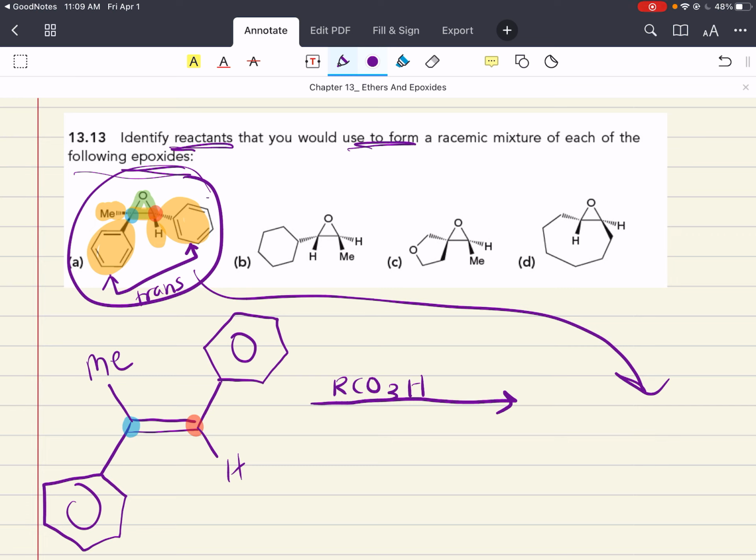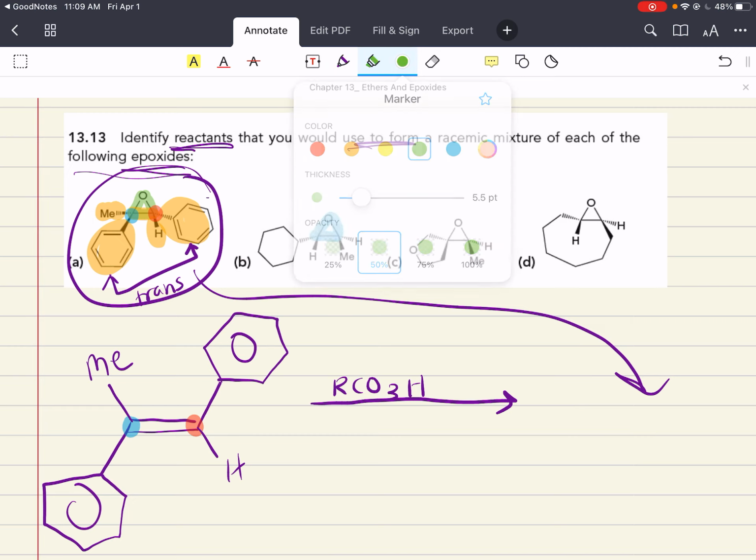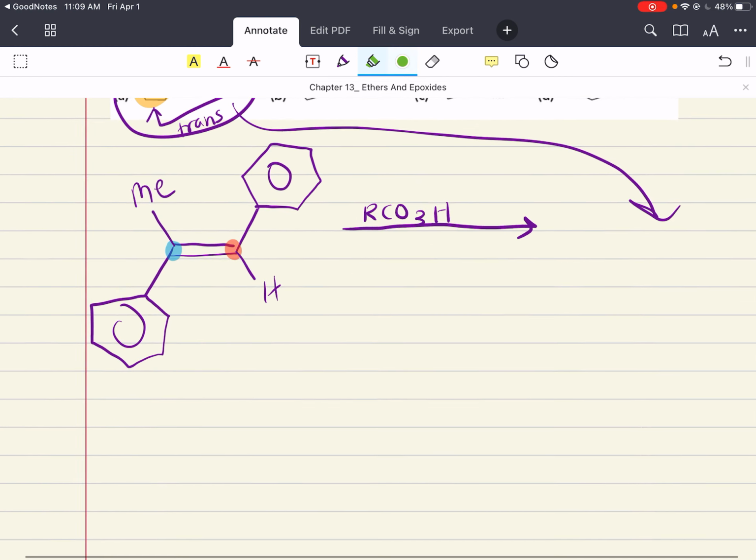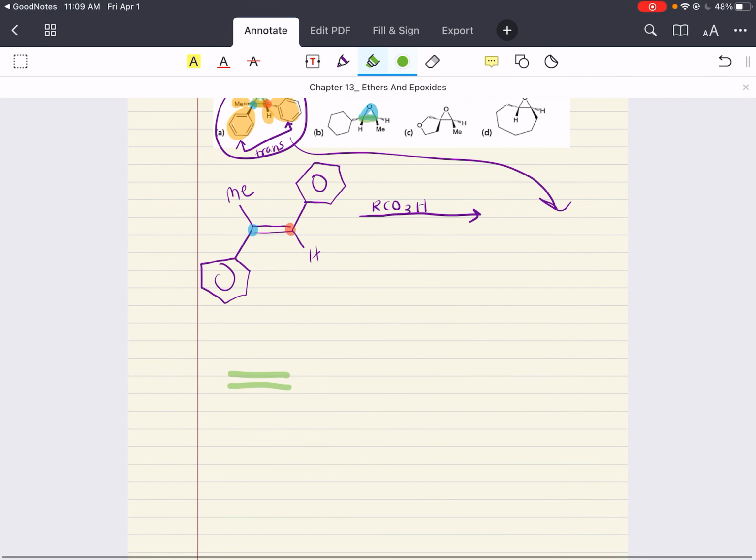All right. So very easy to figure out what your starting reactant is. You look at your ring. That's your epoxide. Well, these 2 carbons right here is where we're going to start our double bond. So we're going to do B now.